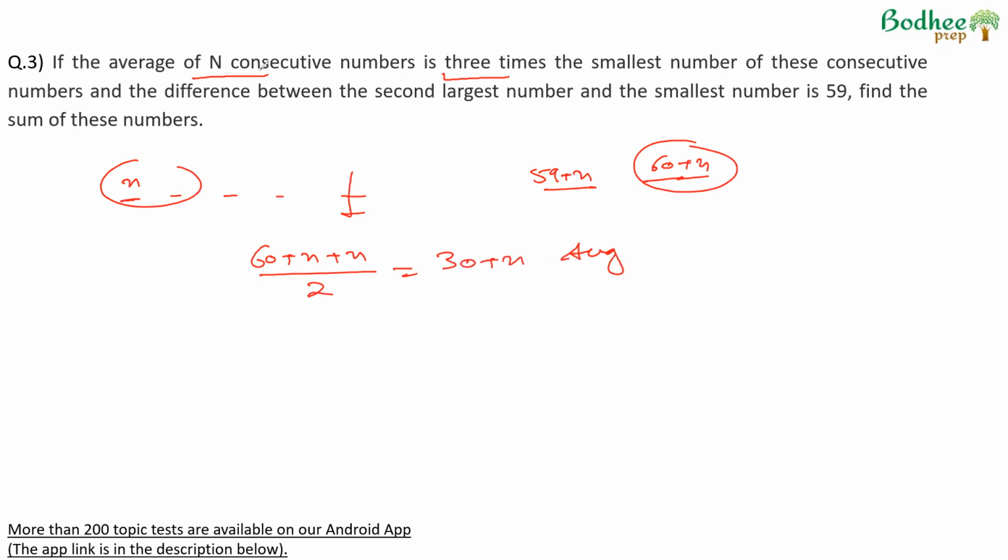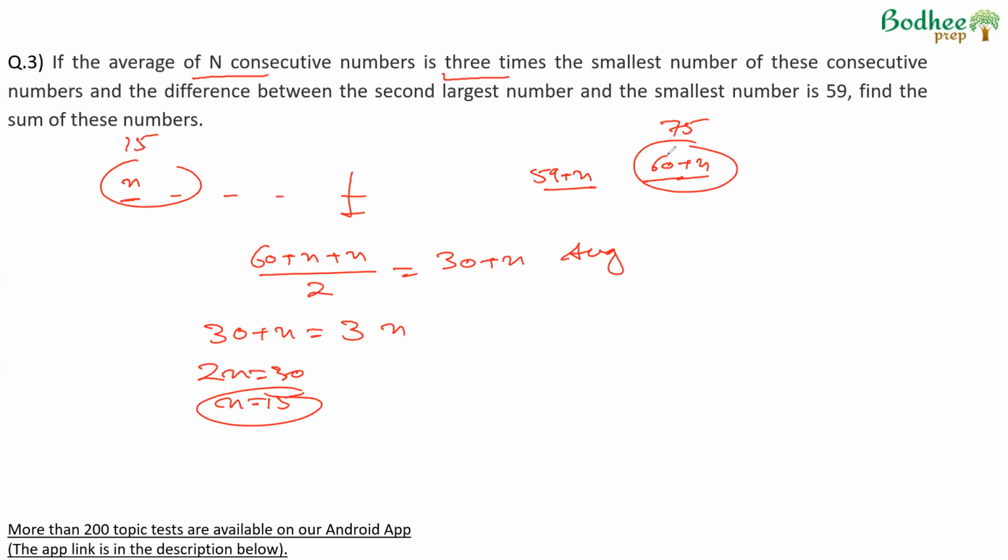The question says the average of the consecutive numbers is 3 times the smallest number, so the average is thrice the smallest number, 3 into n, which means 2n is equal to 30, n is equal to 15. The smallest number is 15. Find the sum of these numbers. So basically we have to find the sum of numbers from 15 to 75.